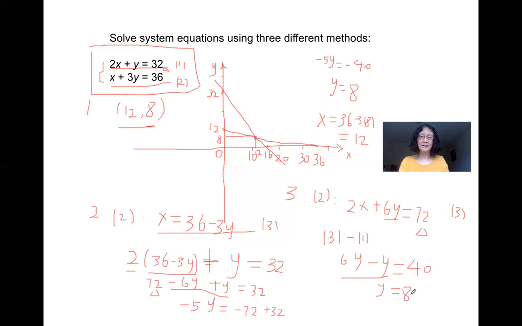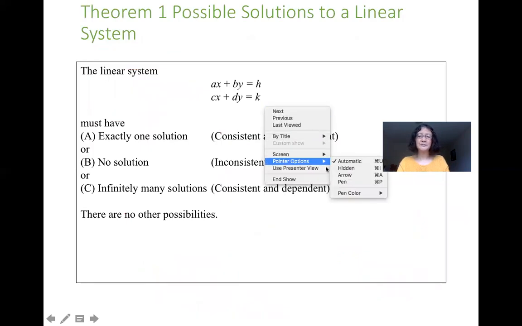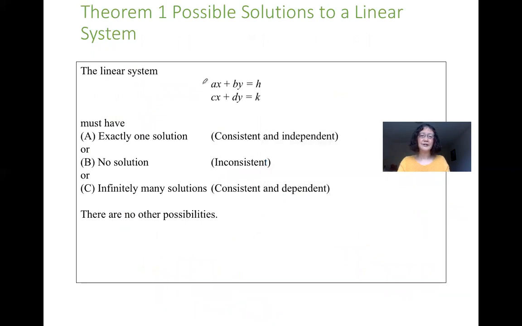Once you get y equal to 8, you plug this y into equation 2. You figure out the x, the same step as we do here. So these are the 3 different methods for solving a system of equations in 2 variables. In general, we have a system of equations with 2 variables. The example we gave has 1 solution, but not all systems of equations have 1 solution.